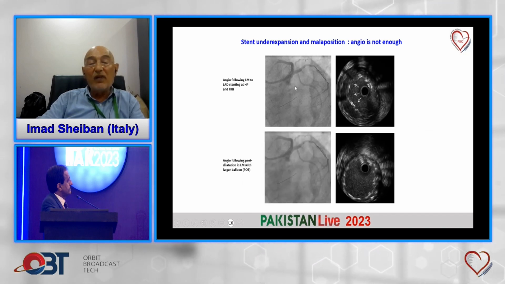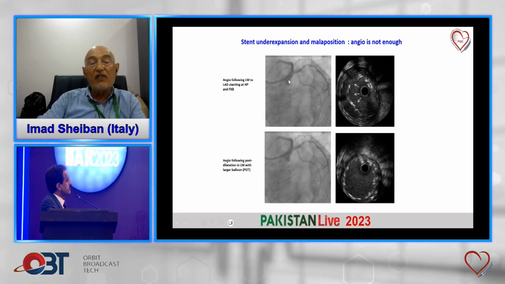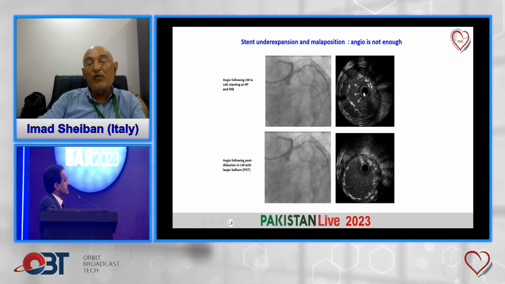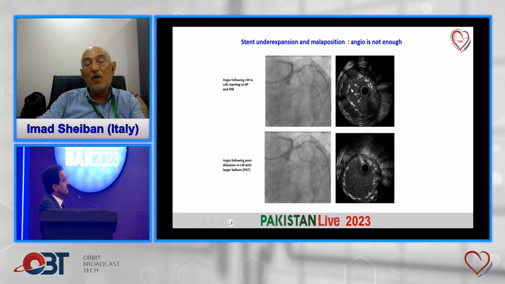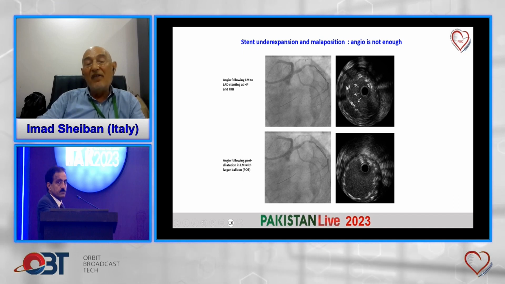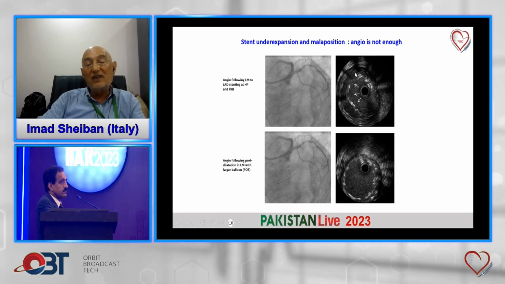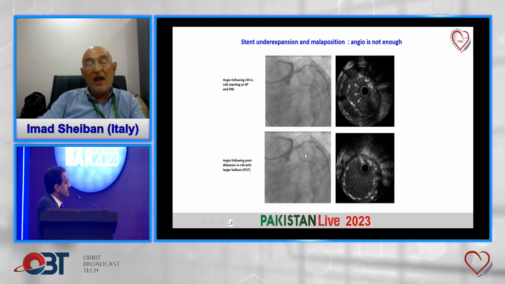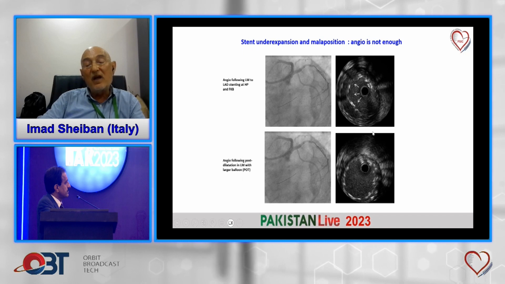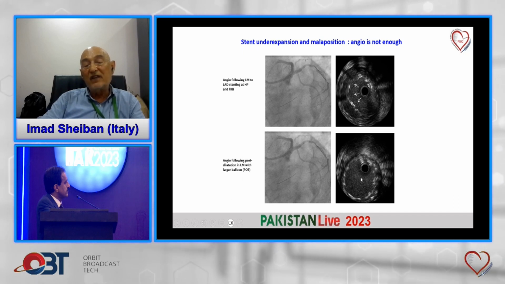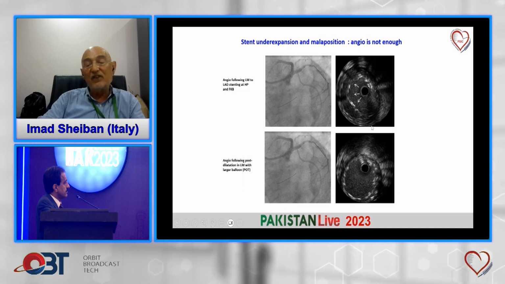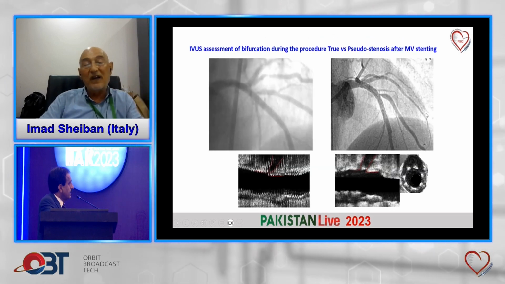Another important point that you cannot see on angiography: if you look here, the stent seems to be well expanded on angio, but if you go with IVUS, you see that there is a huge malapposition, and this can predispose to stent thrombosis or in-stent restenosis, and can only be corrected by the use of intravascular imaging, which shows after post-dilatation again that the apposition now is much better.